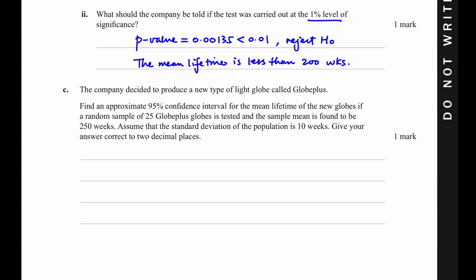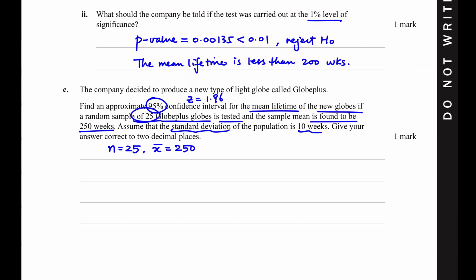The company decided to produce a new type of light globe called Globe Plus. Find an approximate 95% confidence interval. So the z-score is 1.96, for the mean lifetime of the new globes, if a random sample of 25 Globe Plus globes is tested and the sample mean is found to be 250 weeks. Just be careful now. n is 25. x bar is no longer 195, it's 250. And the standard deviation of the population is 10 weeks. Population standard deviation is still 10.